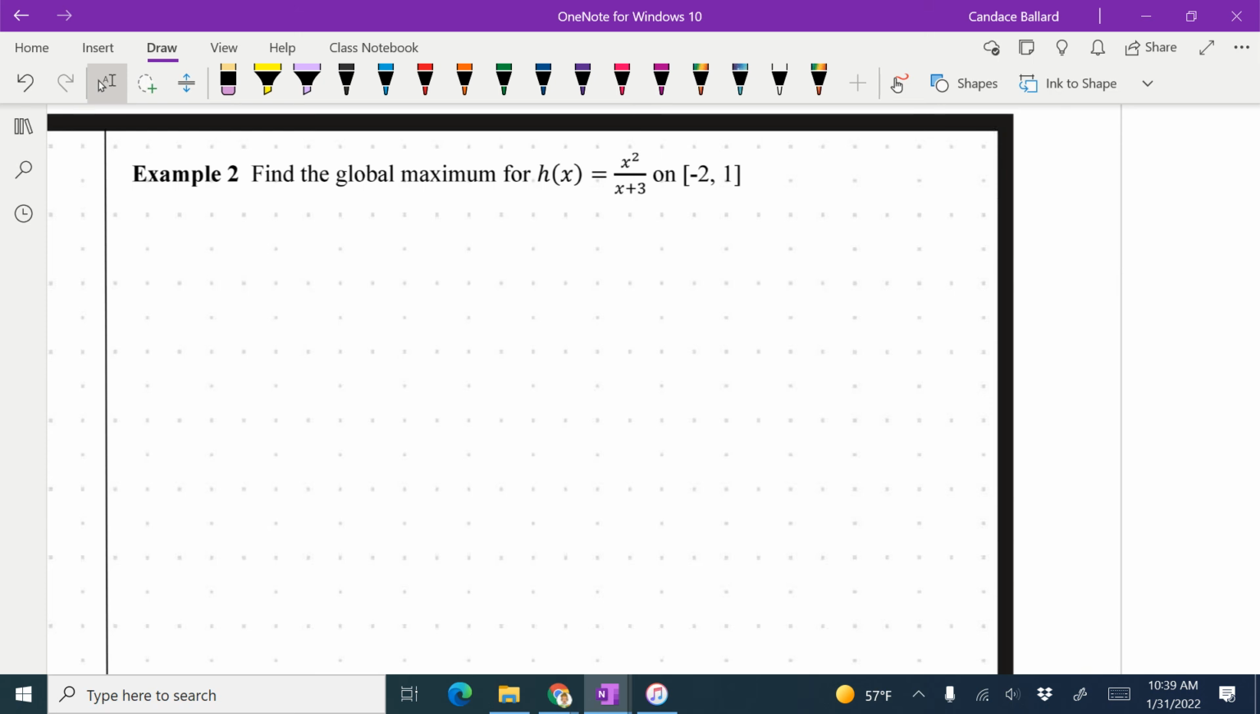All right, so same thing. We see the words global maximum. We know we've got to do a candidates test. The first thing I need to do is get critical numbers. How do I get critical numbers? Take the derivative and do what with it? Set it to 0. Okay, so that's good. We know we've got to take the derivative and set it equal to 0.